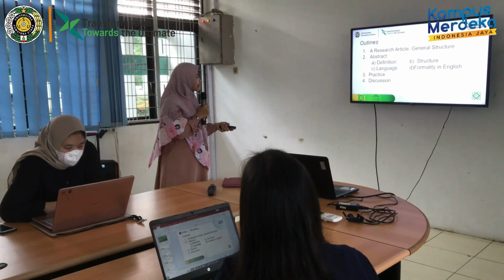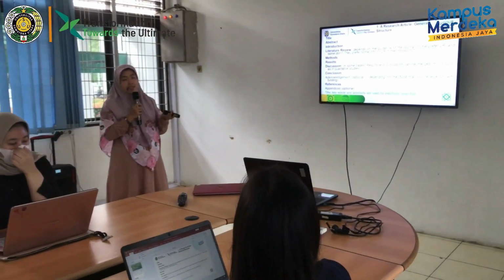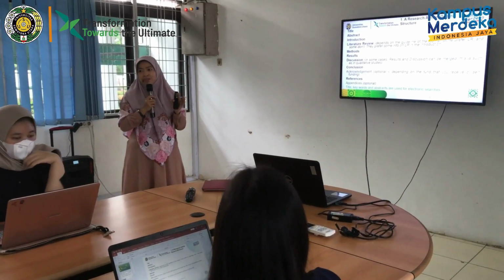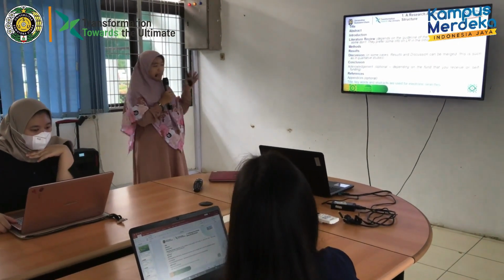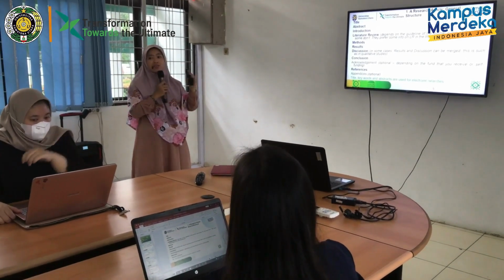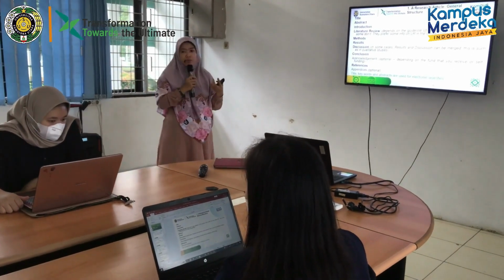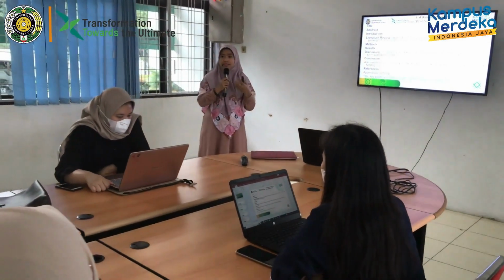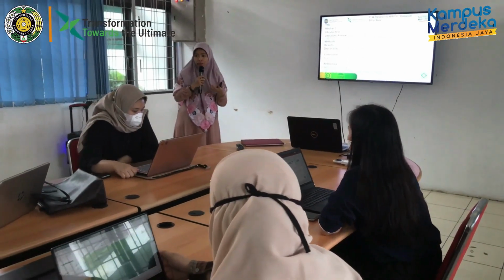And let's see, research article generally consists of, first is title. I will not discuss further because I will only focus on abstract. And the second is abstract. Alright, so title, abstract, introduction. Yeah, introduction, literature review. Sometimes in a scientific article they combine between introduction and literature review.